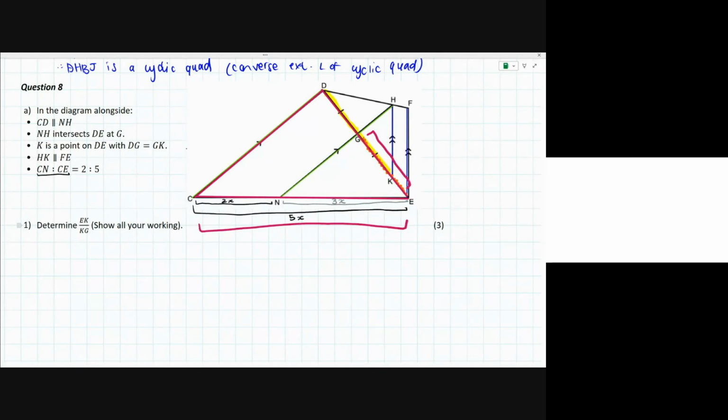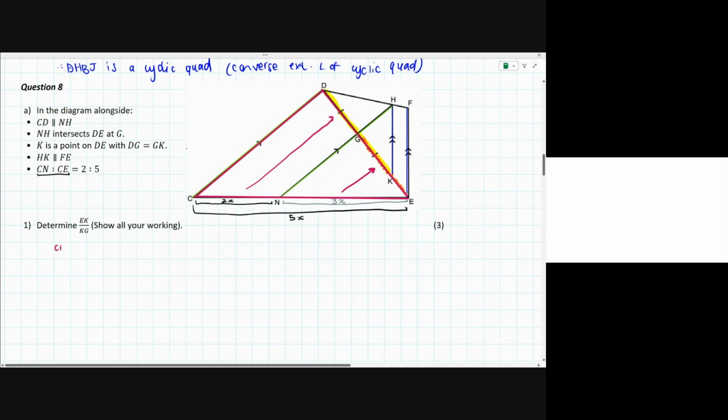So I have a lot more information in this triangle than I do in the small little triangle at the top, DFE. Right, so according to proportion theorem, DG is in proportion to CN and NE is in proportion to GE. So we can set up our proportions. The English isn't English today.